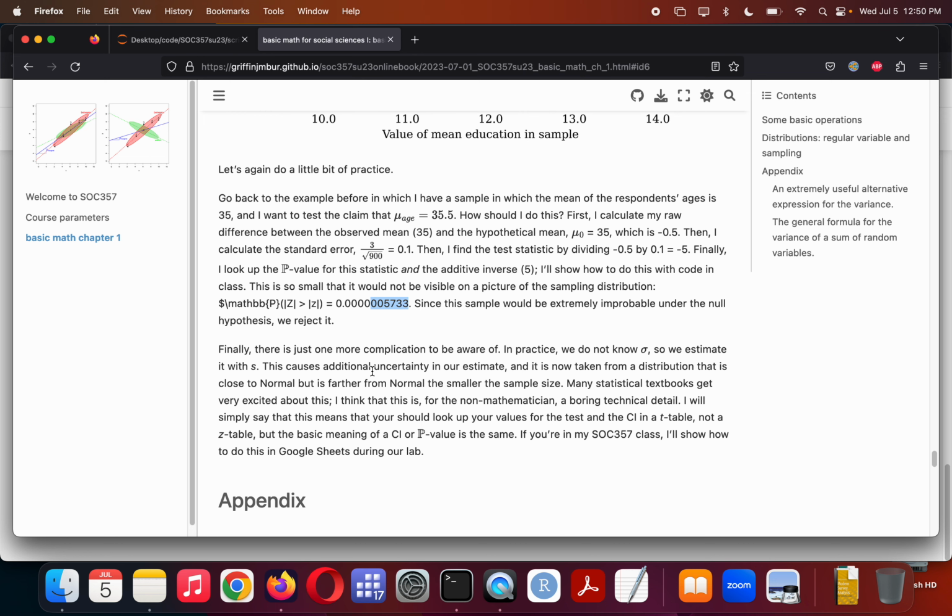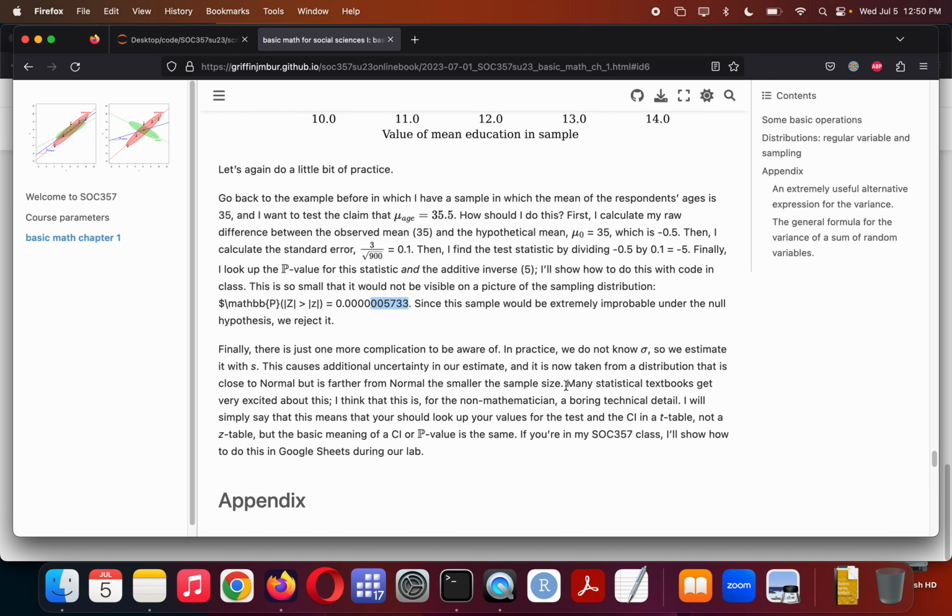Finally, I just want to add one more complication, and this is where the lecture will wrap up. In practice, we don't know sigma. We don't know the population standard deviation, just like we don't know mu, the population mean. So we estimate it with the sample standard deviation S. This causes some additional uncertainty on our estimate, and it's now taken from a distribution that is close to normal, but it's farther from normal the smaller the sample size. This distribution is known as the t-distribution.